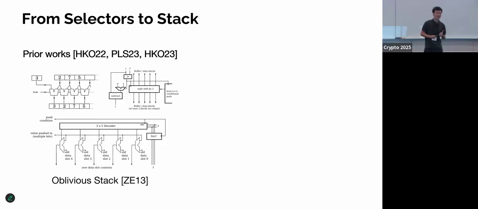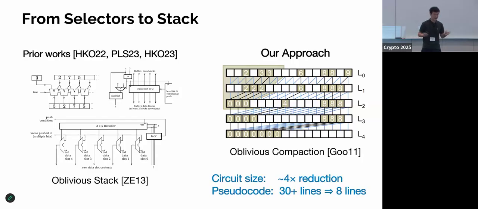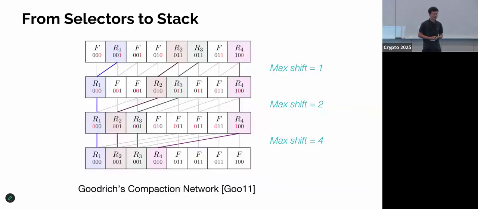the selector. So in prior works, they actually used a hierarchical data structure called the oblivious stack to build this stack. But we realized that it actually suffices to use just an oblivious compaction network to achieve our stack. And it's a concrete improvement that gives us about a 4x reduction in the circuit size and also in the number of lines of the pseudocode. So it's just a nice trick.